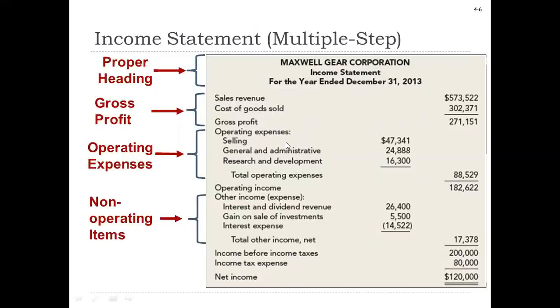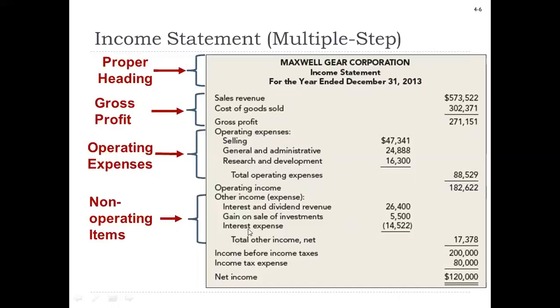Operating expenses are expenses of running the company. So these are selling expenses to sell the inventory, general administrative, sometimes called back office overhead expenses, and research and development expenses. So subtracting our operating expenses from our gross profit, we get operating income. So this is how much money we made from our normal day-to-day operations.